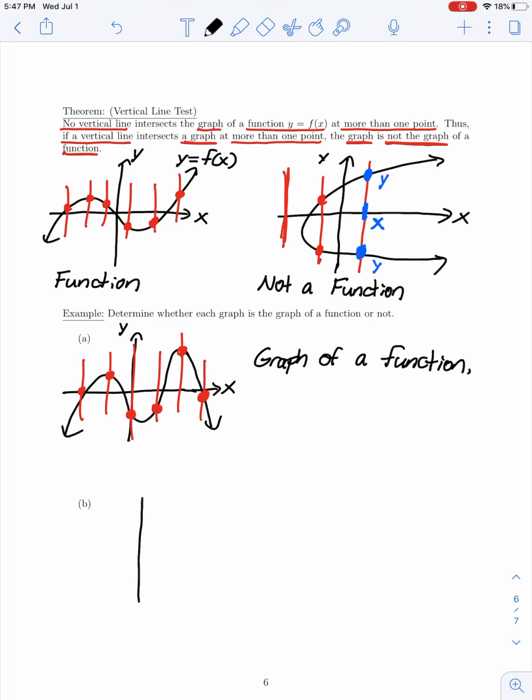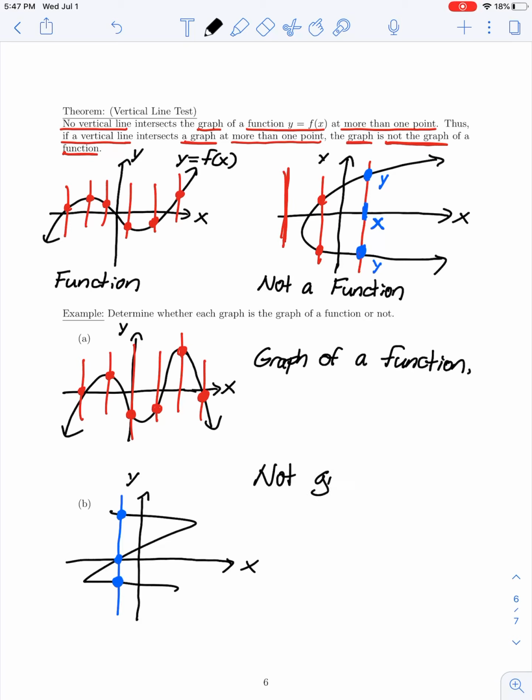Now in part B, let's say that we had something like this, maybe kind of a Z shape. We can see here that this fails the vertical line test. There are vertical lines which are intersecting our curve in more than one point. So this is not the graph of a function.